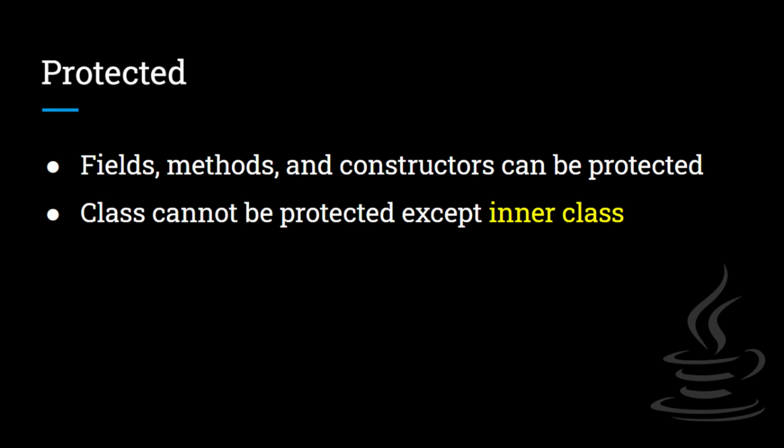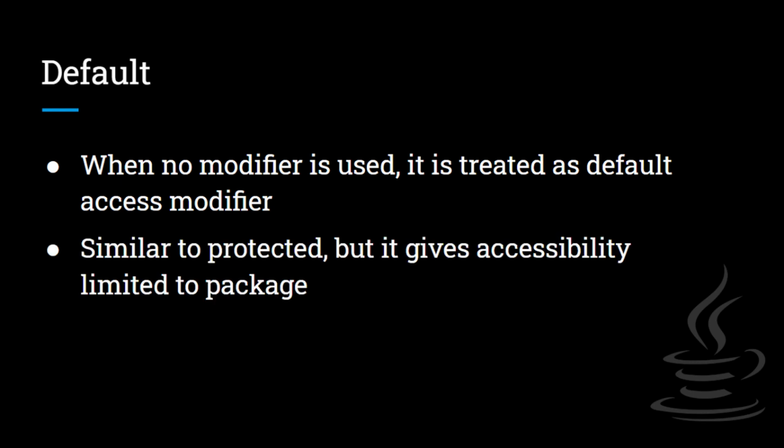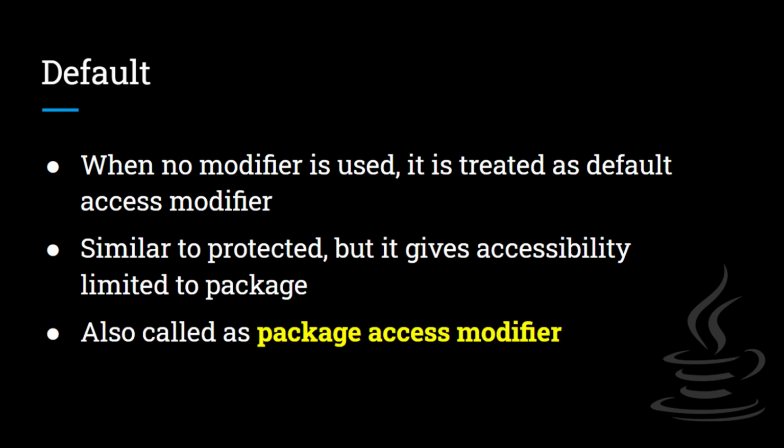Now, let us move on to the last one, which is the default or package access modifier. If a variable, method, or constructor is declared without public, private, or protected keywords, then they are said to have a default access modifier. This modifier is somewhat similar to the protected access modifier, except for the fact that it provides accessibility which is limited to the package only. This means that the default variables, methods, and constructors declared in the classes can be accessed by all other classes which are in the same package. Due to this, the default access modifier is also called the package access modifier.